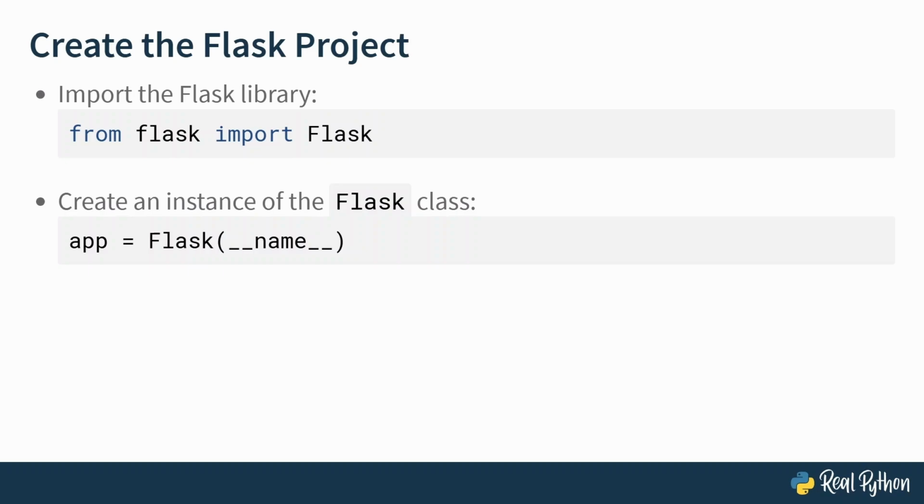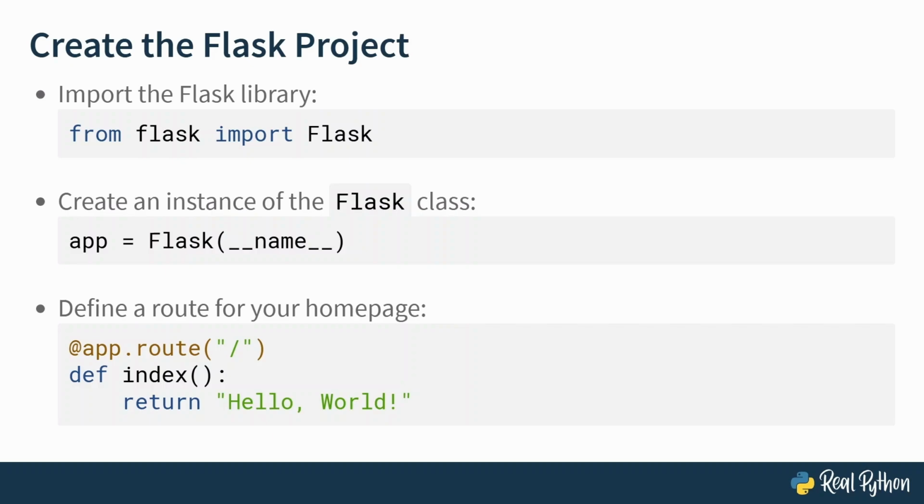The __name__ variable with double underscores before and after it is also called dunder name. Dunder is short for double underscores. Dunder name is a special variable that holds the name of the current module. It is crucial to determine the root path of the application. This allows Flask to locate static files, templates, and other resources.